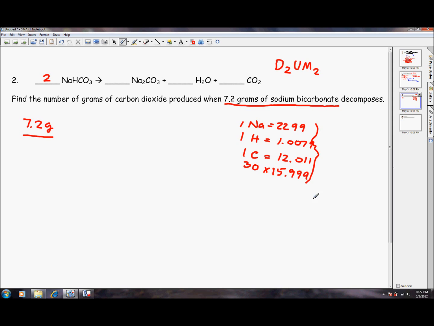Okay, my calculator says 84.006. Okay, that's the molar mass of the sodium bicarbonate. So I'm going to take the 7.2 and divide it by 84.006. Remember, this is D1. It's the first division. Okay, so 7.2 divided by 84.006 is 0.0857.